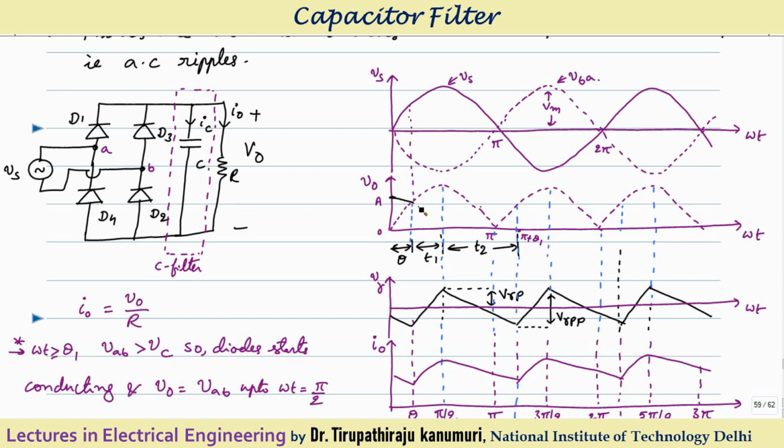It has dropped to a value of B. At this point B, you can see your supply voltage is equal to the value of the capacitor voltage. Let us assume at an angle of theta, this capacitor voltage is equal to the supply voltage. After this, as the supply voltage is greater than the capacitor voltage, automatically the diode is forward biased. So your output voltage will follow your supply voltage up to V maximum.